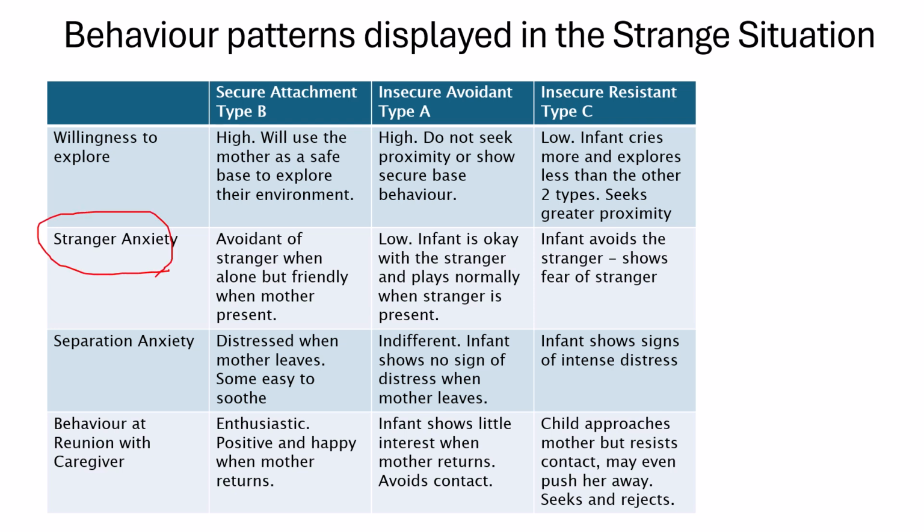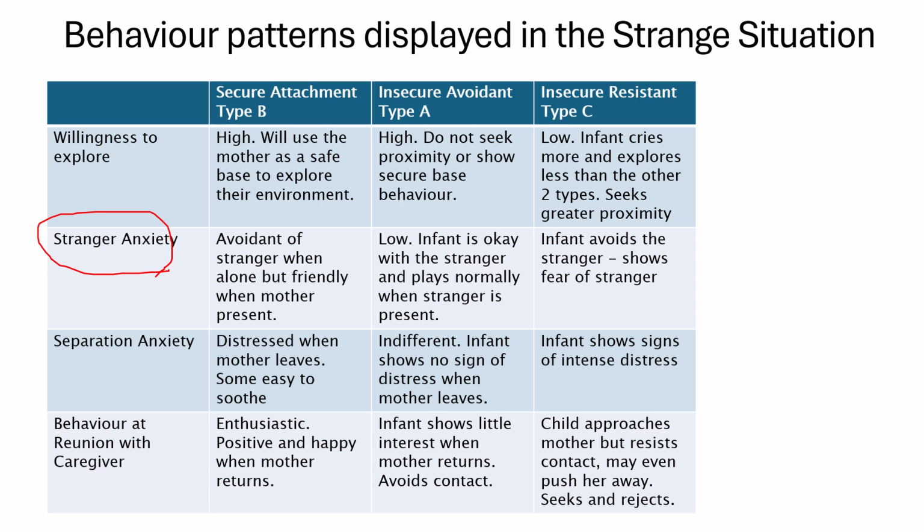the secure child is avoidant of the stranger when they're alone, but when the mother is present, they'll be friendly, and that means that the mother is a secure base. Whereas the avoidant child will not show stranger anxiety and will treat the stranger and the parent almost as if they were equal. The idea here is that a securely attached child sees the parent as a secure base.